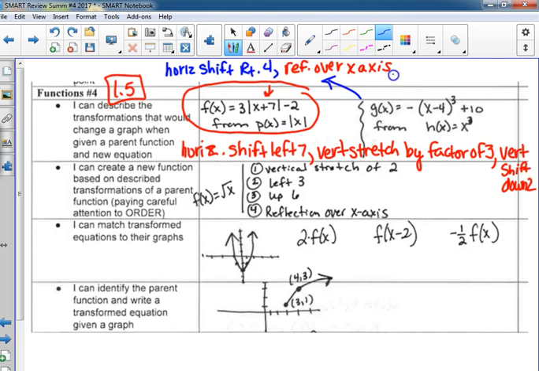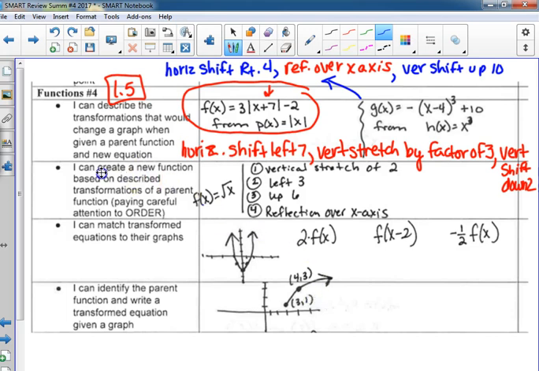And then the last thing, vertical shift up 10. No, I didn't know it was red when I started writing that second time. I was trying to do that whole question in blue so you'd know it went with g of x. Sorry. All right.